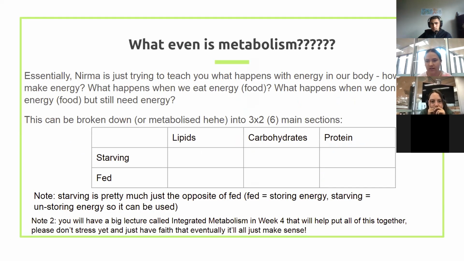Essentially, it can be broken down into what happens to lipids, carbs, and proteins when we're starving or need energy from our body, or when we're fed and we have extra energy, or we have energy to spare. Yeah, so starving is just the opposite of fed. So anything that happens when you're fed or you've got extra energy, how it gets stored, it then goes the reverse way to become usable.